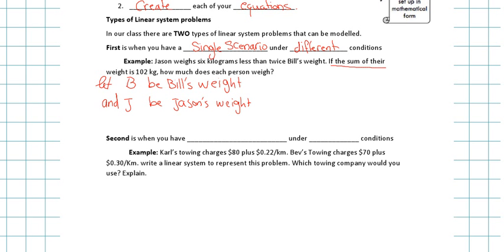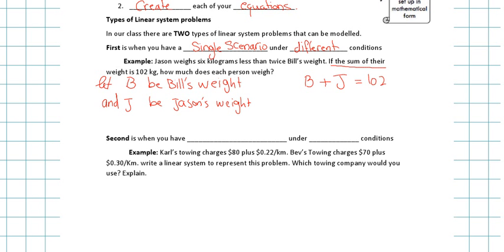What's Bill's weight? What letter is it? B. That's Bill's weight. Sum means to add, so plus. The sum of both of their weights: Bill's weight and Jason's weight is equal to what? 102 kilograms. That's one of your equations.